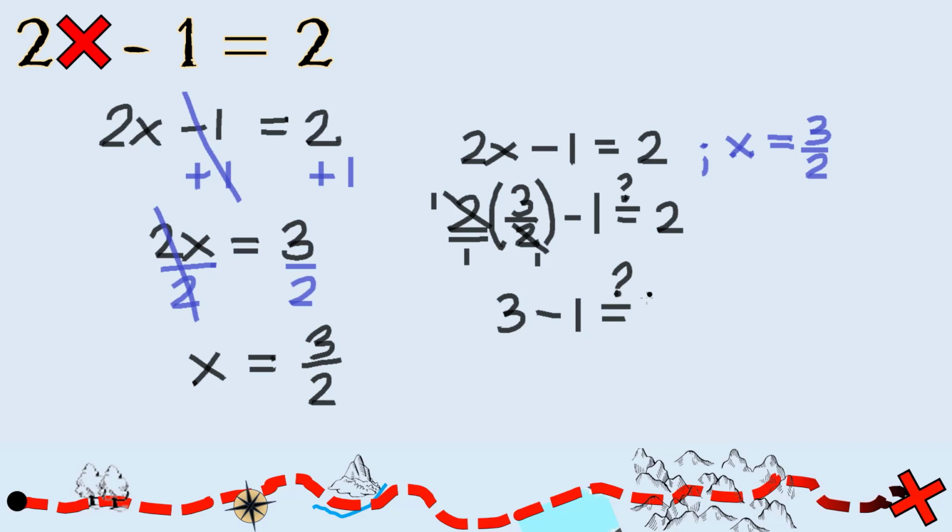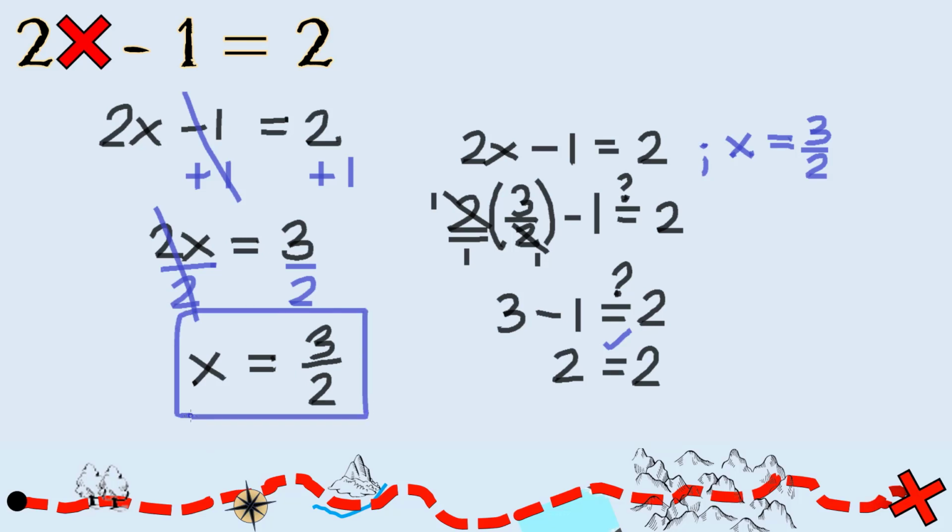Again, even if it's too obvious, simply continue the process of checking and arrive to this point. 2 is equal to 2 because the goal of checking is to make sure that both sides of the equation will be equal. In this case, we have now verified the result and we have now satisfied the idea that the value of the unknown for this given equation is 3 halves.